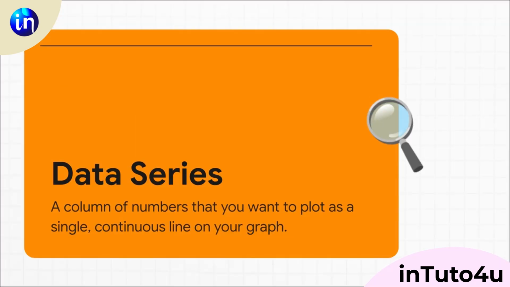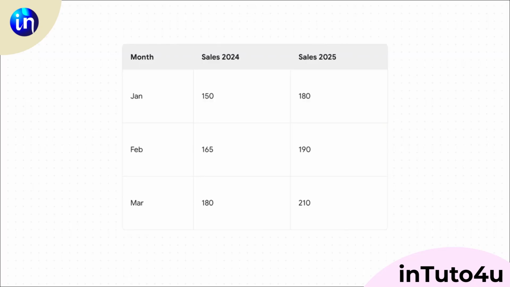Okay, before we go any further, let's just nail down one key term you see here, data series. It sounds technical, but it's not. It's really just a fancy name for a column of numbers that you want to turn into a single line on your graph. So, if you want 2 lines, you need 2 data series. 3 lines, you need 3 data series. It's that easy.